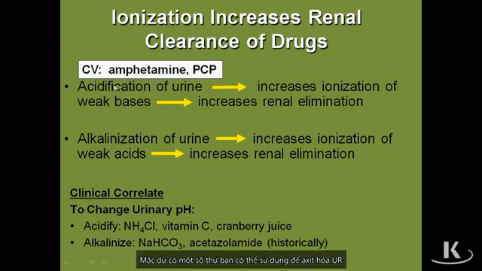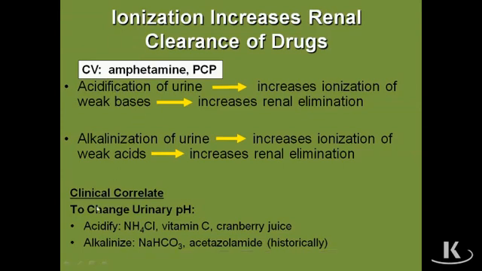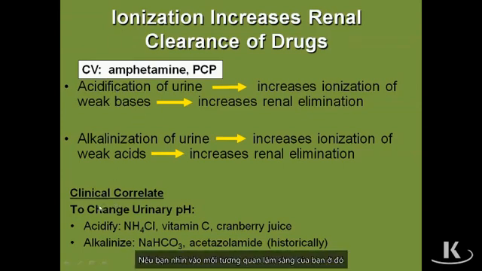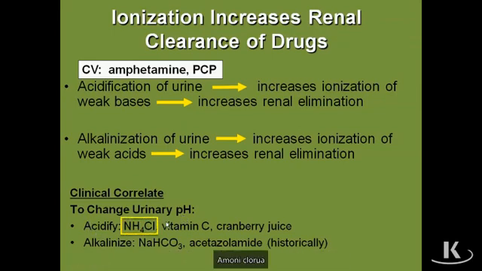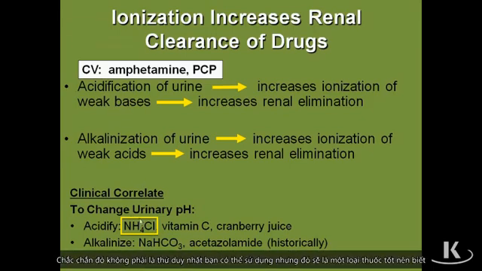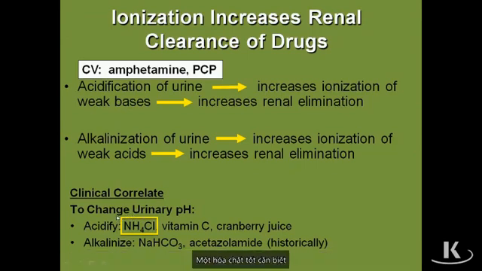While there are several things you could use to acidify the urine, if you look in your clinical correlate there, it says to change urinary pH. If you want to acidify, I would encourage you to highlight ammonium chloride. Ammonium chloride can be considered really a non-specific antidote for weak base overdose. Certainly it's not the only thing that you could use, but that would be a good chemical to know that is going to acidify the urine.